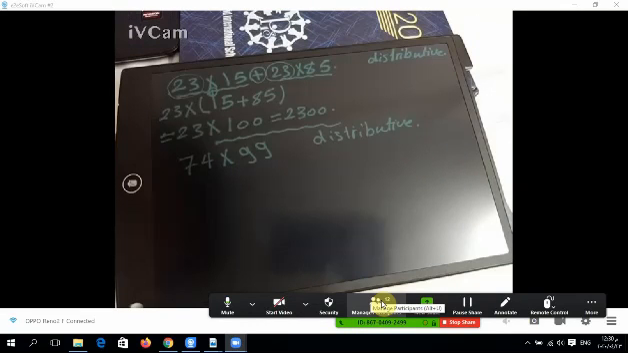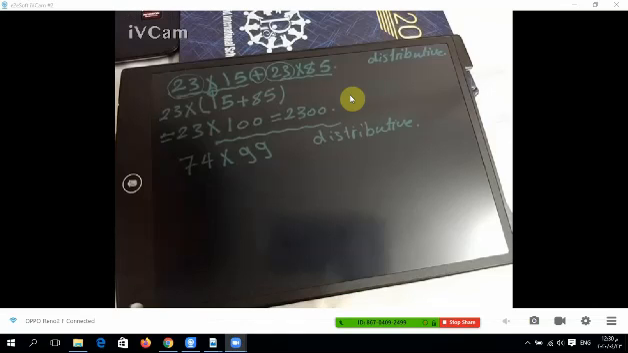You want to change the 99 to 100 minus 1? We're thinking according to the number that is close to a whole number, like 100, 1000, 10,000, and so on. So which one is close, 74 or 99? 99 is close to 100. So I can deal with numbers like 1000, 100, 200 more easily.